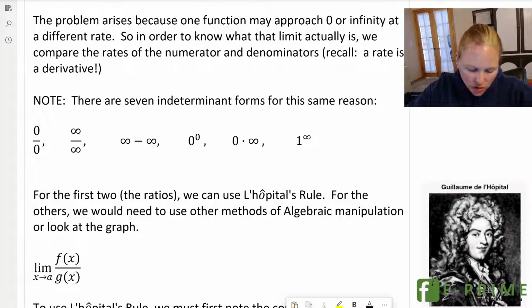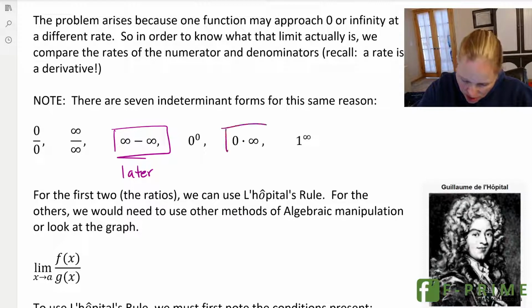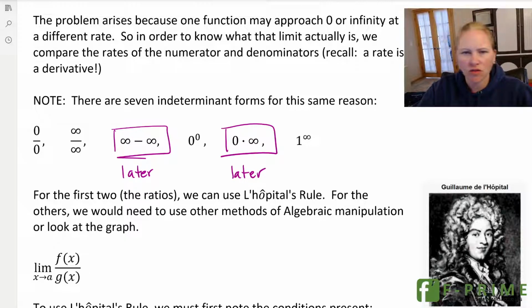So we have other indeterminate forms here as well, and we'll get into these more. We're going to actually see this later on. This is a common one that we might see, and this is another common one too. These other two, 1 to the infinity, 0 to the 0, it's good to know that they are indeterminate.